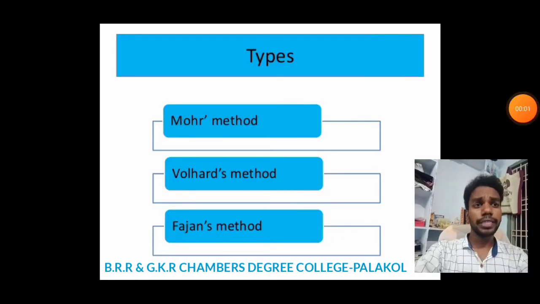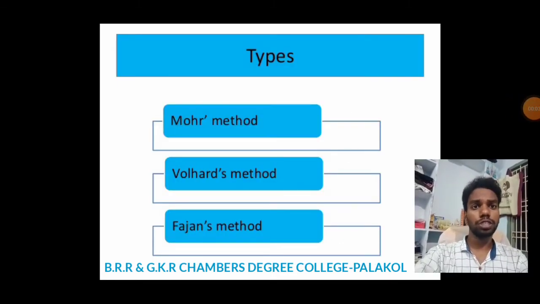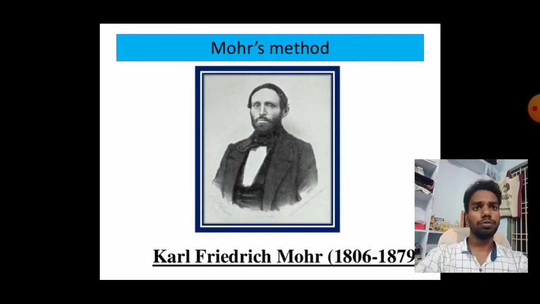There are three types of precipitation methods: Mohr method, Volhard method, and Fajans method. Out of these, the Mohr method and Fajans method come under direct methods. The Volhard method is an indirect method, or back titration method, right? Now the first one, the Mohr method. Let's understand the Mohr method.